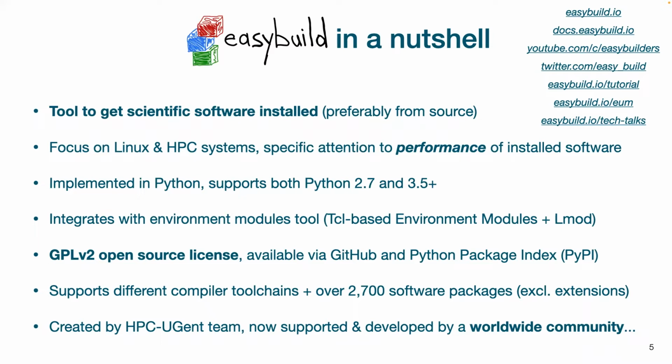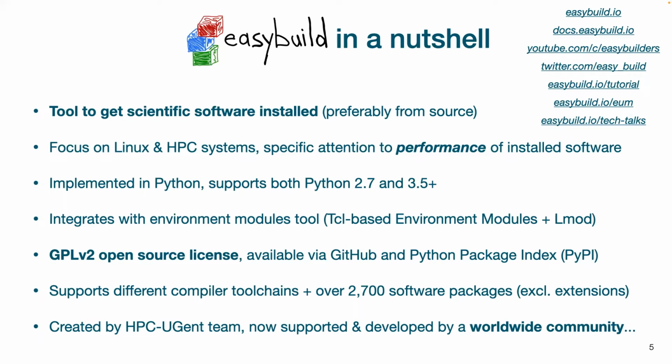There's a strong focus on Linux and HPC systems. On macOS, you probably will not get very far with EasyBuild because, let's say, the community is not really interested in macOS. There's a really strong focus on HPC, and of course on the performance of the software that EasyBuild installs. It's implemented in Python. For now, we still support Python 2.7. We're considering dropping that support in the near future, so the next couple of months or definitely the next year. We'll stop supporting Python 2.7 since it's a dead language.